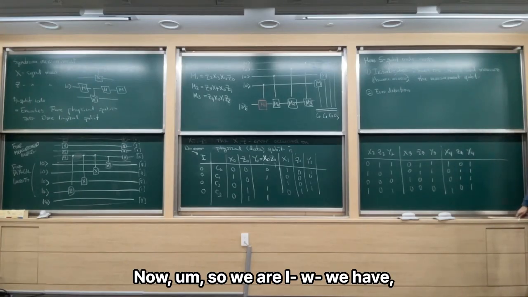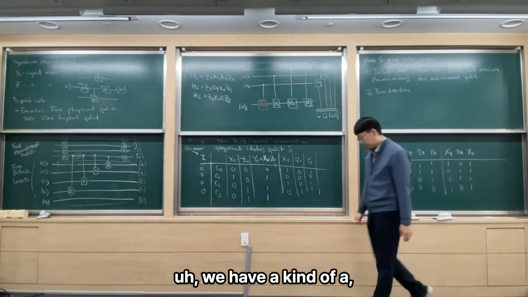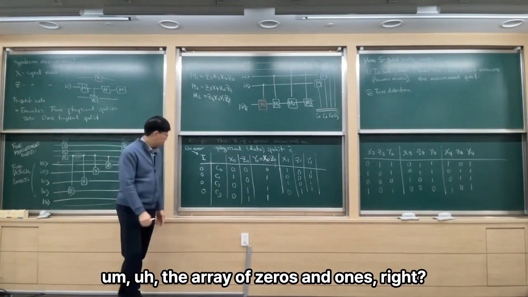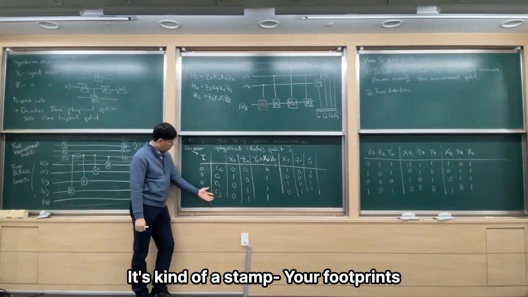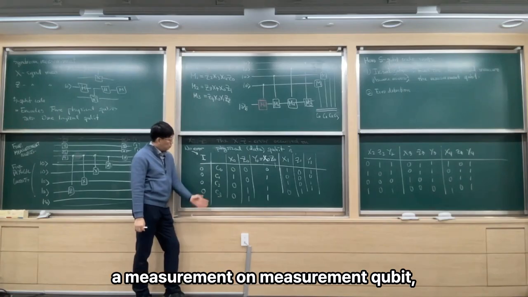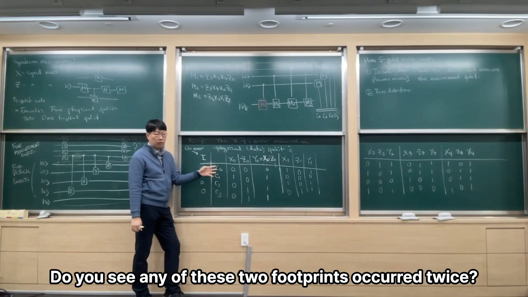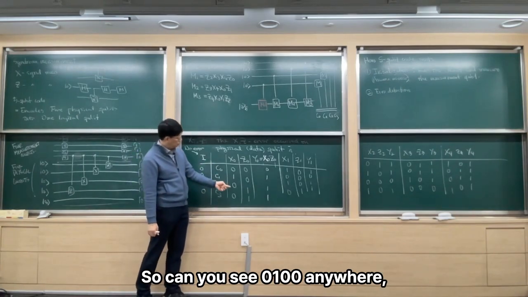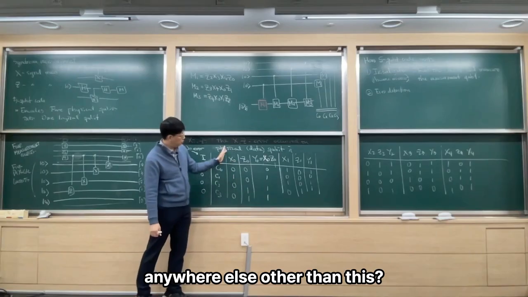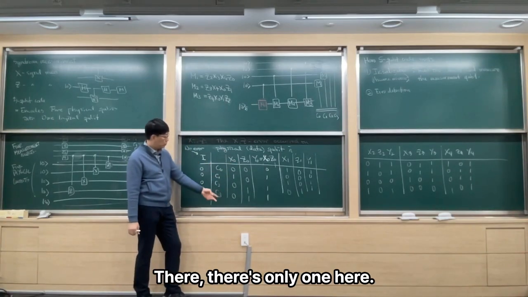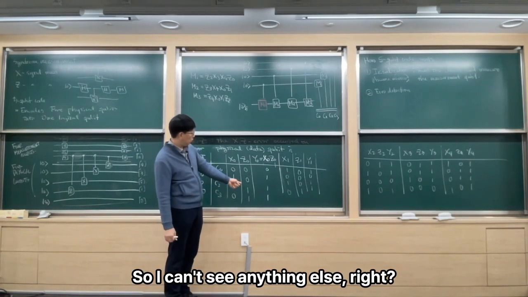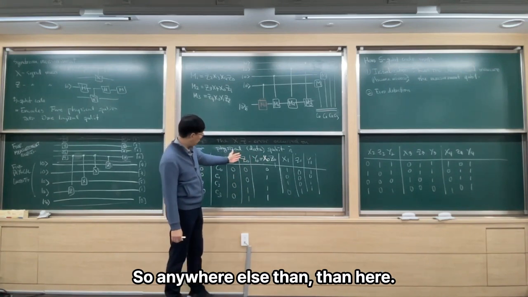Now, we have a kind of array of zeros and ones, right? It's kind of a stamp of your footprints after taking a measurement on the measurement qubits. Does any of these footprints coincide together? Do you see any of these two footprints occurred twice? Can you see 0, 1, 0, 0 anywhere else other than this? I don't think so, right? There's only one here. And how about 0, 0, 1, 1? I can't see anything else, right? Anywhere else than here.